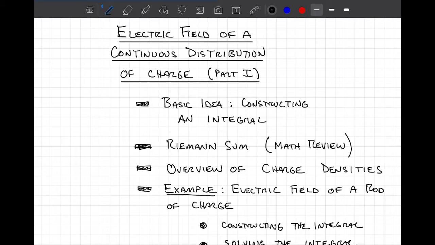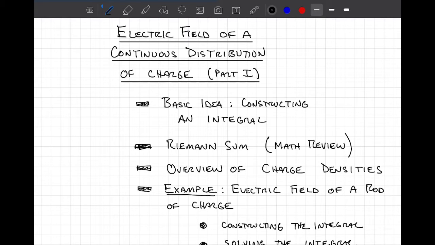One of the last steps of this process is that in the construction of an integral, you'll create a sum, and you hope to put it into the form of what's called a Riemann sum, which you might remember from your calculus classes, because the limit of a Riemann sum is the definition of an integral. So we'll do a quick math review of what the Riemann sum is, how we're going to use it, and how we recognize it.